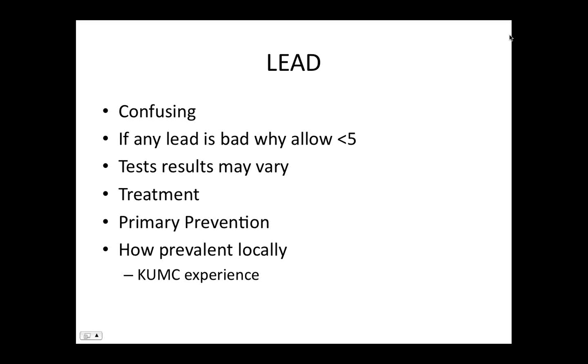Because of that variation, if you have a kid who has a level of 5 or above, you don't do anything until you repeat it, which is in a month or 3 months later. You may or may not be accurate with the first level. You repeat it in 3 months or 1 month, whichever. And then if it's still elevated, that's what kicks in the process.